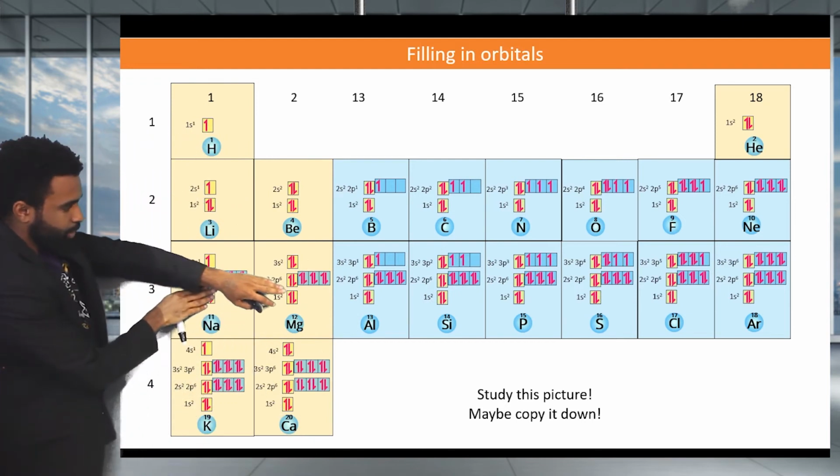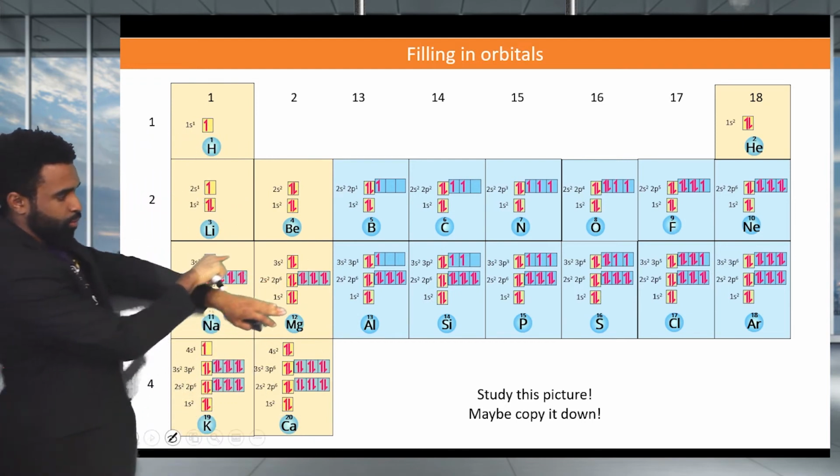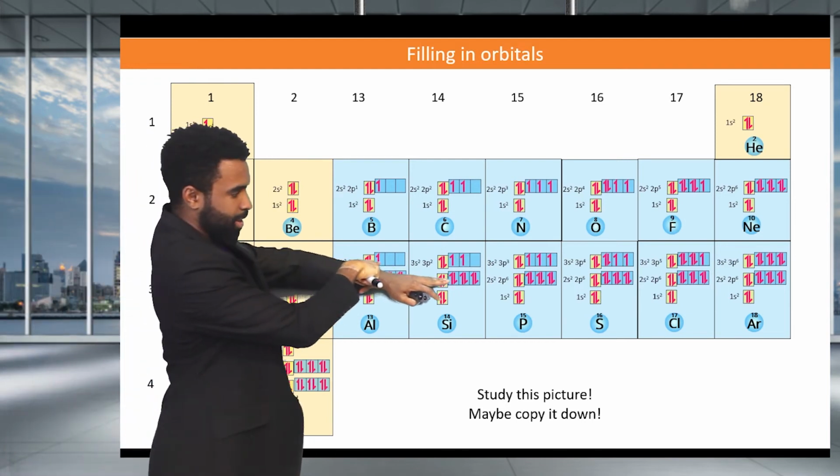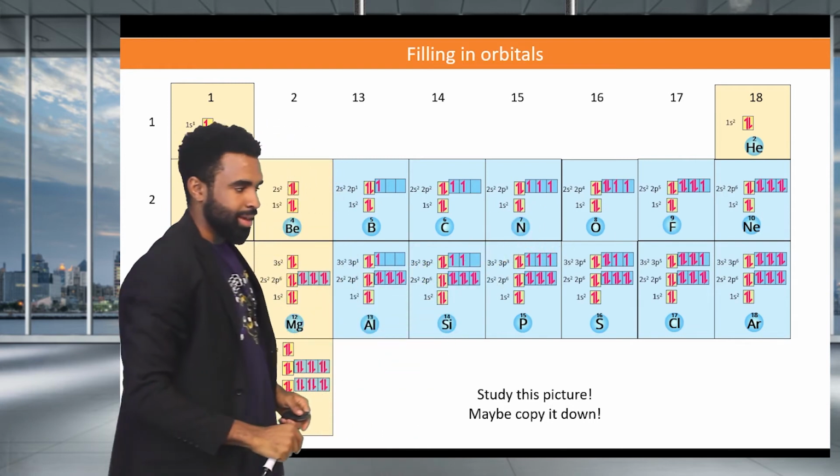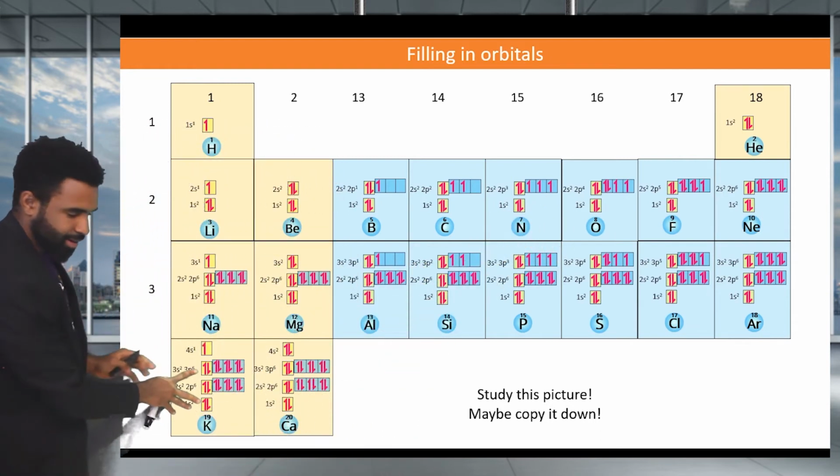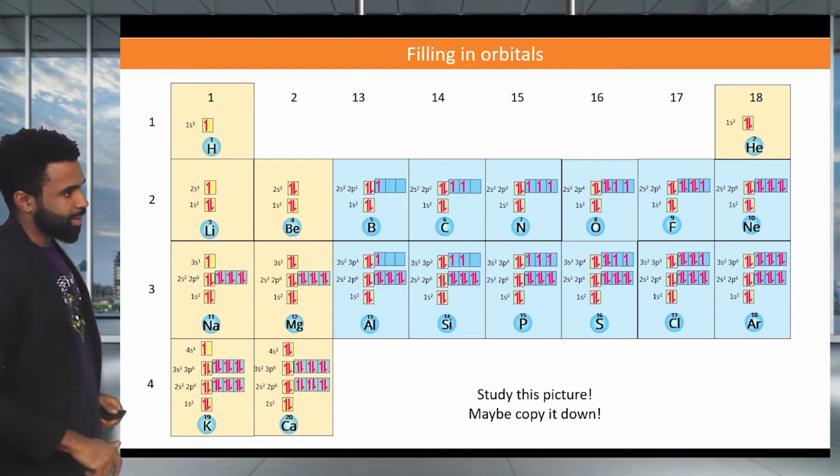Here we filled in the first 2. We're filling in the third one. We fill in the S, and we start to fill in the P's, 1, 2, 3, 4, 5, 6, and we're done there. And then here again, we replicate the same thing.